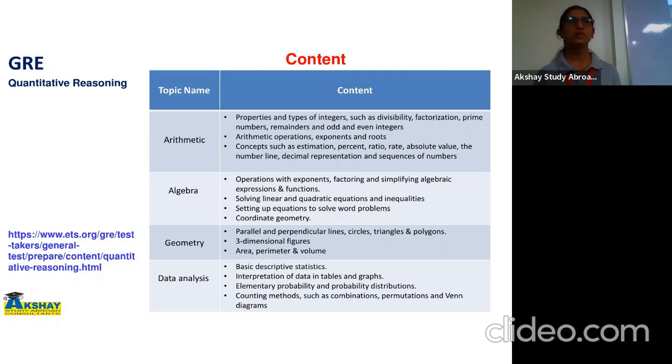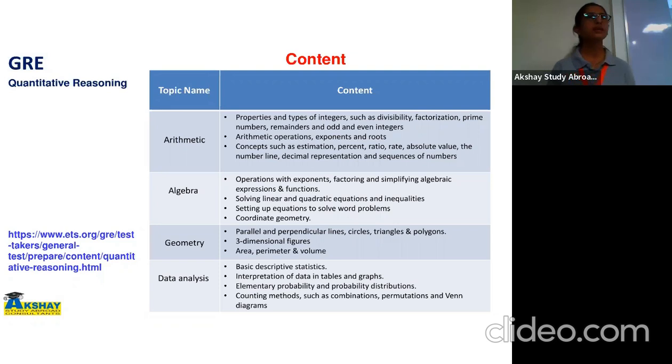So some data, some sort of graph they will provide to you, and you have to read that data and answer the questions which are based on that. Then elementary probability, which means very basic knowledge of probability. And probability distribution like normal distribution, bell-shaped curve. Those things, and counting methods such as permutation, combination, then sets. So these are the different topics which are included under your GRE quantitative reasoning section.